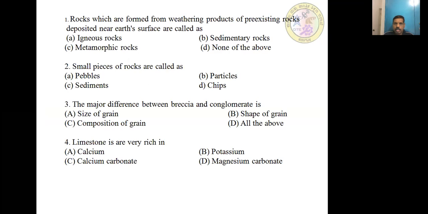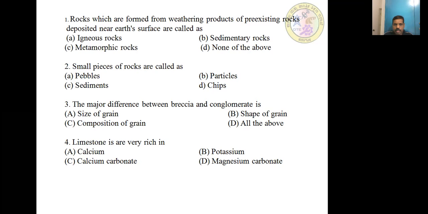Some of the multiple choice questions from this session are as follows. First one: rocks which are formed from weathering products of pre-existing rocks deposited near Earth's surface are called as: A. Igneous rock, B. Sedimentary rock, C. Metamorphic rocks, D. None of the above. Second question: small pieces of rocks are called as: A. Pebbles, B. Particles, C. Sediments, D. Chips.